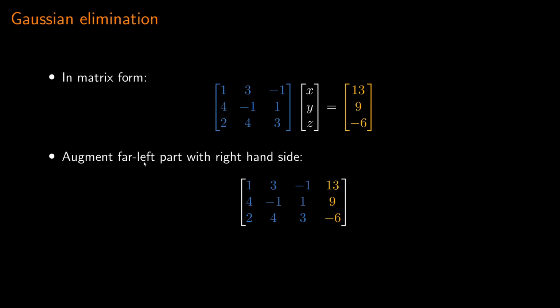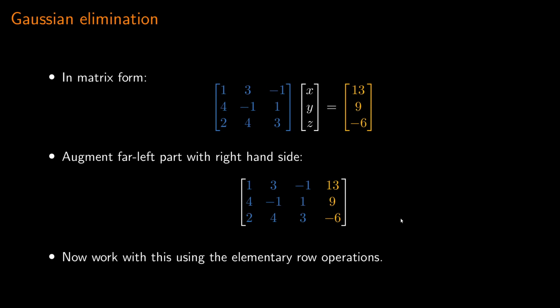What we're going to do is to augment the far left part, that's this 3 by 3 matrix in blue, with the right hand side of this equation here. So that's the yellow column vector. And what we end up with then is one single matrix of 3 rows, now with 4 columns. So we see we've taken this 3 by 3 array here of 9 elements from here in blue, and we've simply augmented those with the 3 elements there in yellow to give a new matrix there of 12 elements with 3 rows, 4 columns.